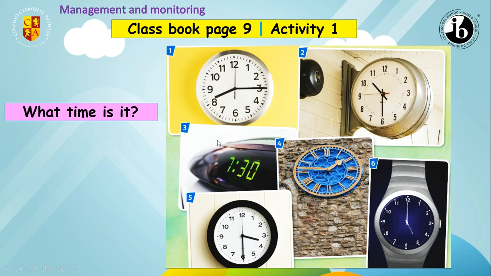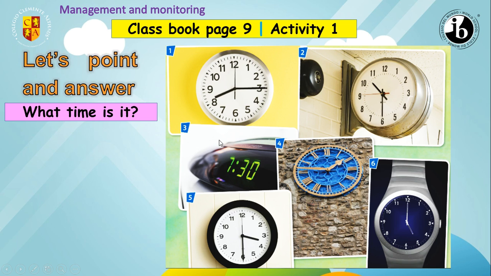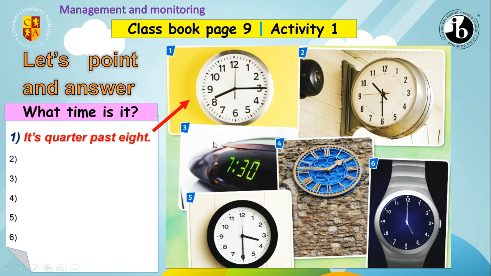Now, in the same activity, let's point and answer. Number 1, it's 8:15. You have to tell me what time is it or what's the time in each one of these clocks, okay? First clock, it's 8:15. Second clock, what time is it? It's 10:30. Very good, because it has passed half an hour from 10. Yes.